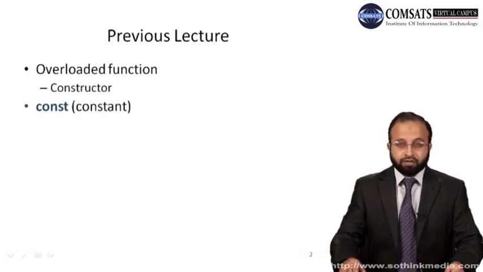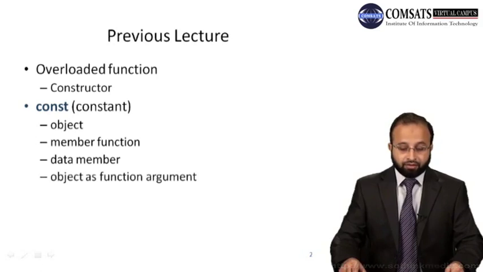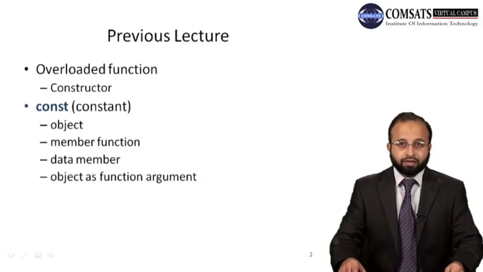Then we have seen a constant object, constant member function, constant data member, and constant object as function argument. When we pass a constant object to a function argument, I have shown you a distance example. We actually pass the reference of that object. Today we will see in a little bit more detail the reference object, or the C++ reference variables.